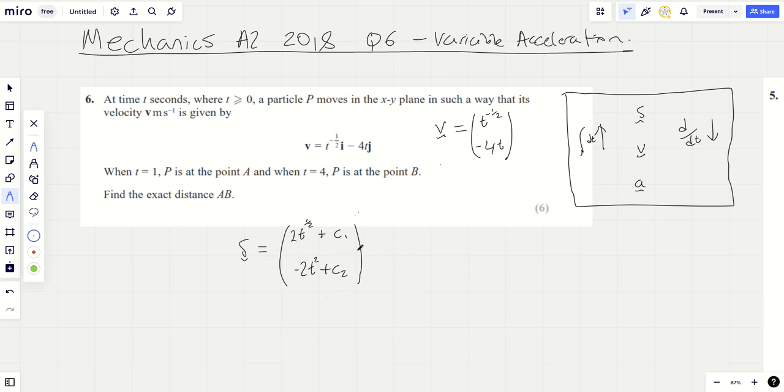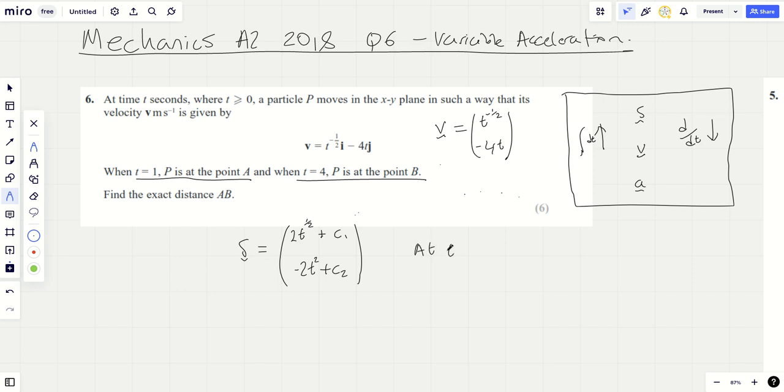You always want to write down your constants because it all depends, basically. If it starts at the origin, then c1 and c2 in this case, because t would equal 0, would be 0. But does it start at the origin? Well, all we're given is when t equals 1, P is at the point A, and when t equals 4, P is at the point B. Okay, right, so that's all we know. So let's just set t equal to 1, and we don't know where A is.